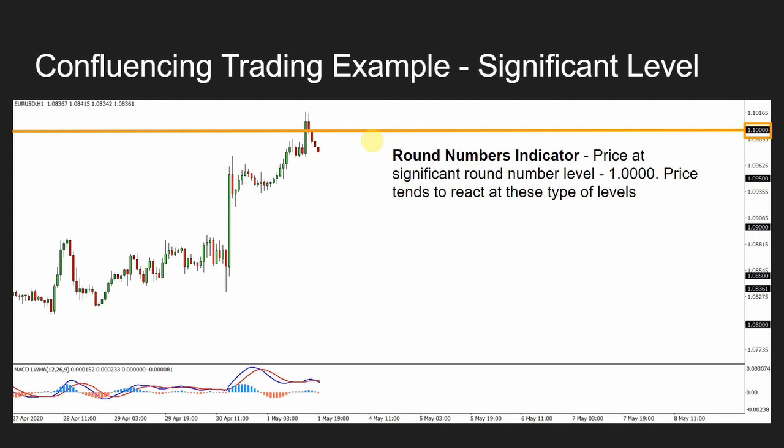And you can see here that price is at a significant 00 level, which is a psychological level for traders. Even institutional and retail traders put their stops and take profits at these kinds of psychological levels. So price tends to react at these levels. As you can see on the chart, price tried to break through, but didn't, and started to retrace, and it got used as a form of resistance.